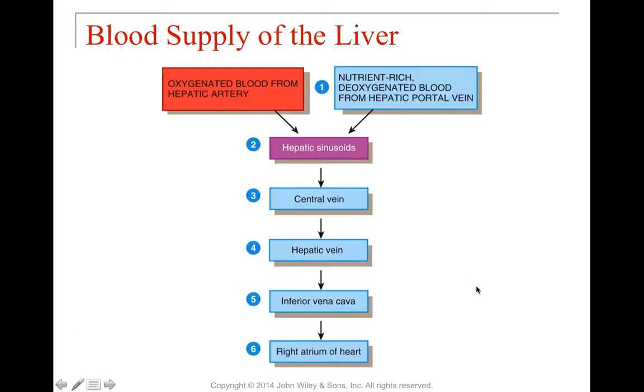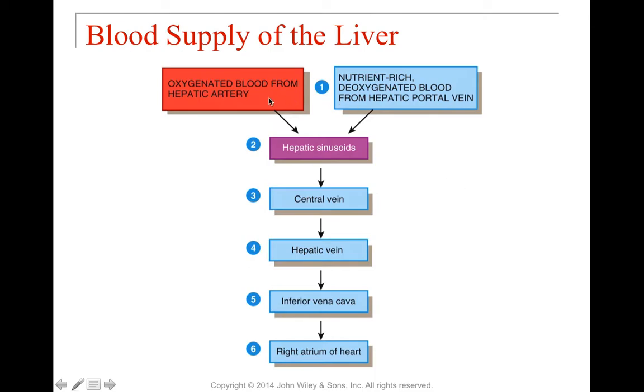Basically what happens is blood comes in from the hepatic artery, and then it's going to go into the hepatic sinusoids, go through the central vein, to the hepatic vein, into the inferior vena cava, and eventually back into the right atrium of the heart, right? We also are going to have nutrient-rich blood that comes in from the blood that's deoxygenated, coming from the hepatic portal vein. That's also going to go through that same thing: the hepatic sinusoid, central vein, hepatic vein, inferior vena cava, and right atrium of the heart.